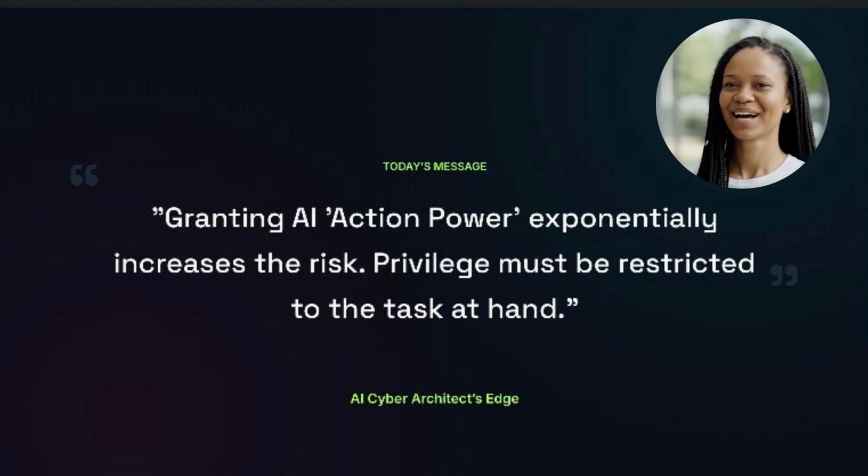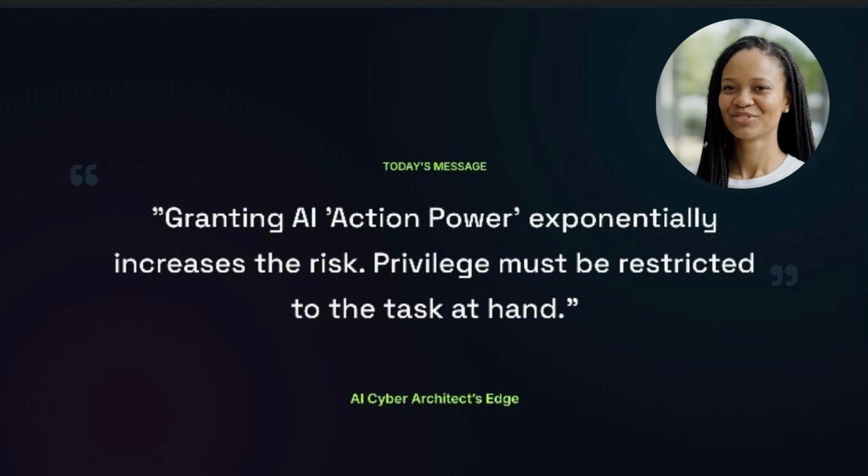We have moved past isolated LLMs that just output text. We are now in the era of agentic AI, giving models actual execution power. This evolution fundamentally alters the threat landscape, turning passive systems into active automated attack surfaces that require secure by design architecture.